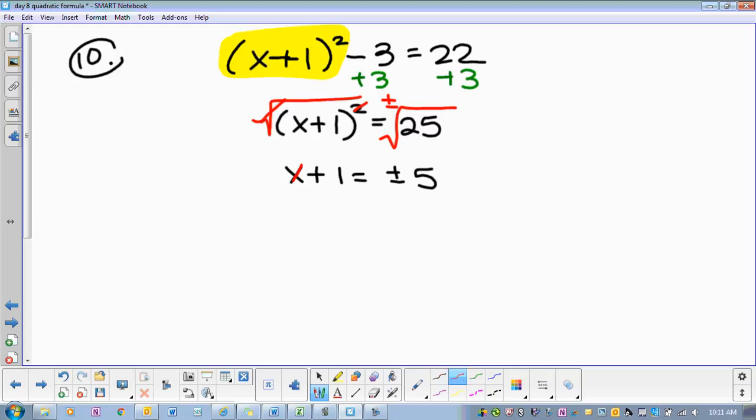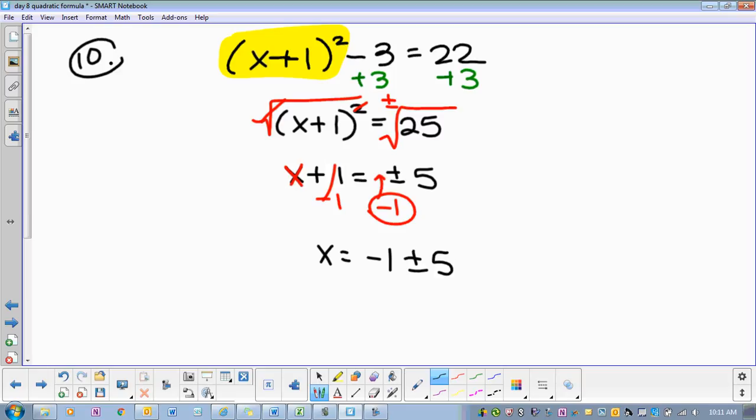Now, guys, remember, you're trying to solve for that x. So what do you have to do? Good, subtract the 1. Remember what I said? When you add or subtract something and the other side already has a plus or minus, where does this go? Yeah, in front, right? It goes in front of the plus or minus. So then you have x = -1 ± 5.